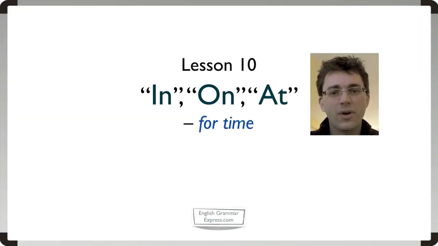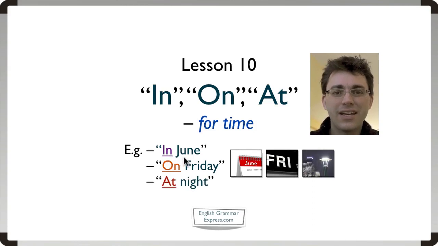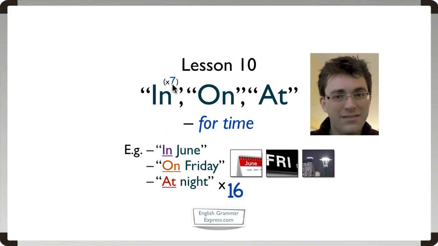In this lesson, we're going to look at the prepositions in, on, and at for time. For example, if we say in June or on Friday or at night, we're thinking about time. Now, we're going to look at 16 different examples in this lesson. 7 are for in, 2 are for on, and 7 are for at.